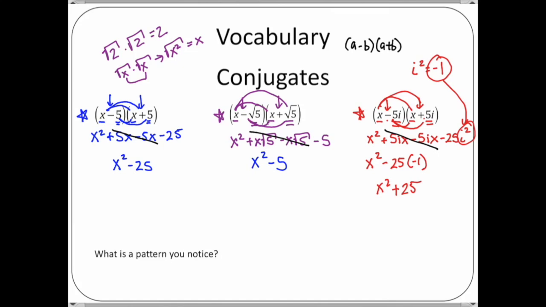Okay, so what pattern did we notice? One of the main ones, and there are several patterns, but an example answer would be that the centers, and when I say the centers, when we do these all out in FOIL, I should say the middle terms cancel out.